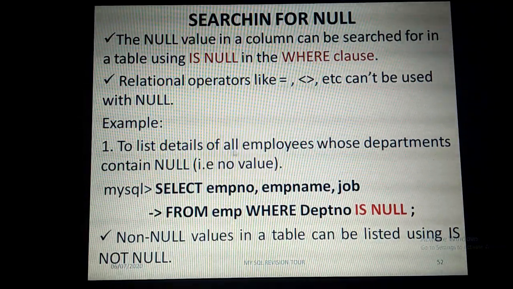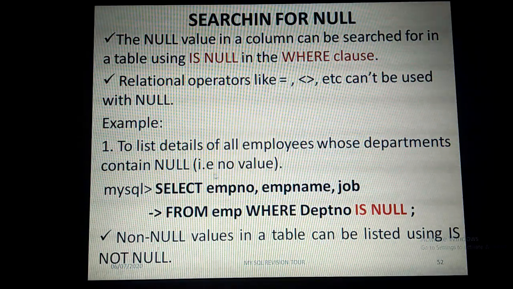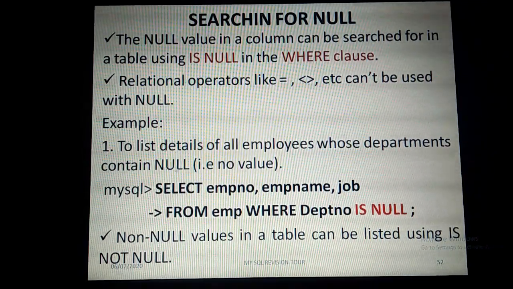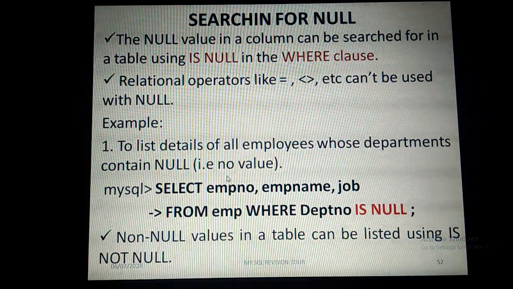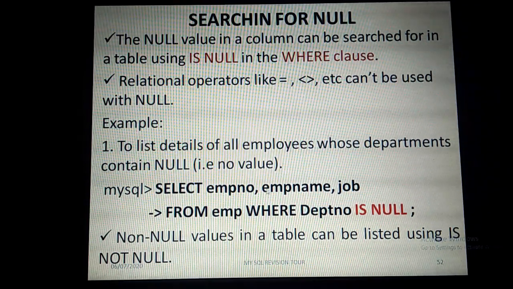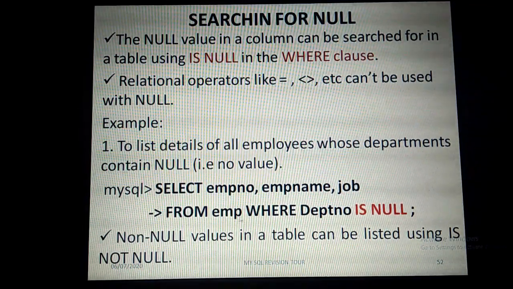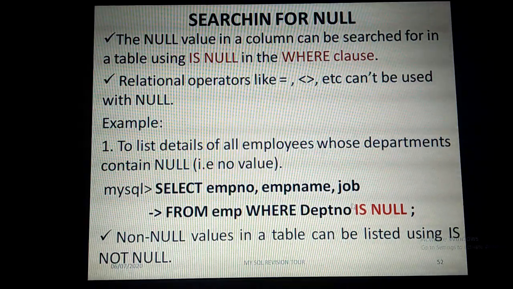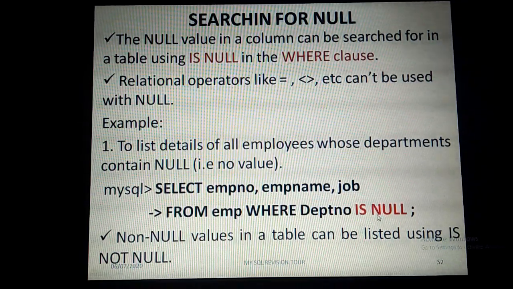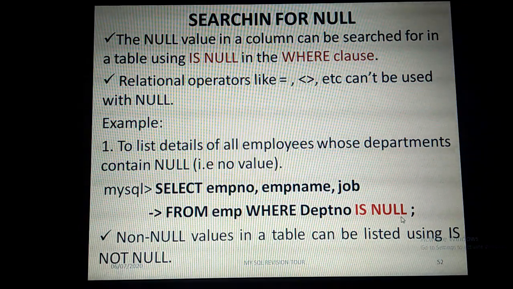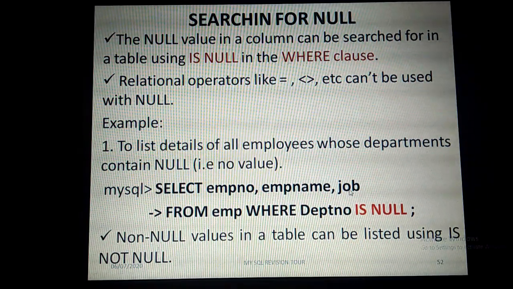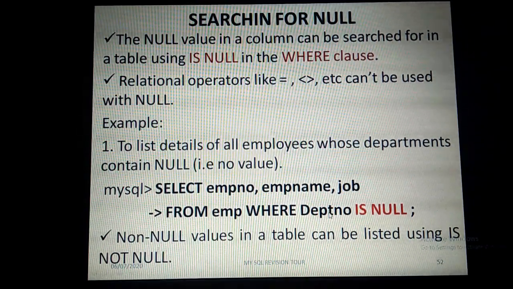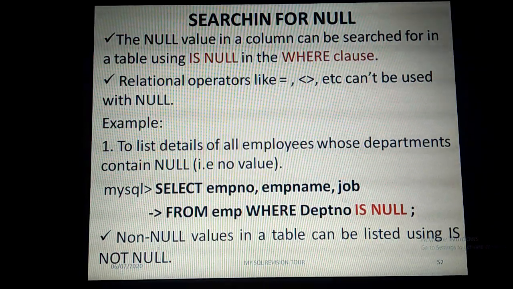For example, to list details of all the employees whose department contains null, that is no value at all, an empty value. Null is not 0; null means an empty value or no value, so the cell will be there without a value. Select EMP number, EMP name and job from EMP where department number is null. Wherever the department number column has a null value, it will display the employee number, employee name and job. Whoever's department number is not null is not going to be displayed here.